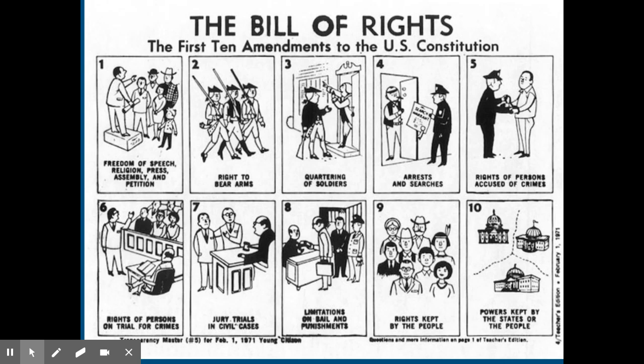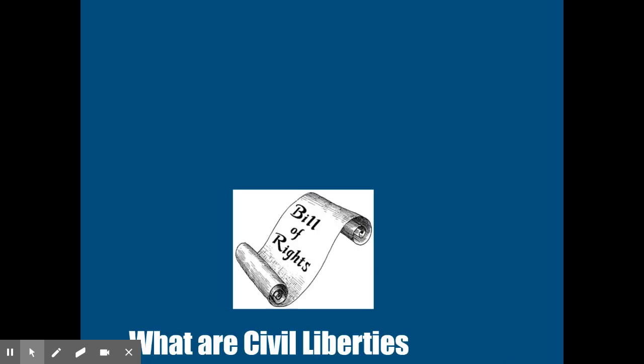The Bill of Rights are the first 10 amendments that are added to the Constitution, and they protect a lot of the basic things that you enjoy in terms of rights as American citizens. So again, these are things that you're pretty familiar with already, but we're going to go into a little bit more detail with. First things first, it's important to know that the Bill of Rights protect your civil liberties.